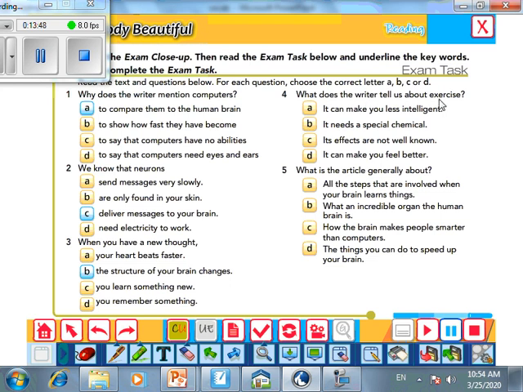What does the writer tell us about exercise, about practicing, riding a bicycle? It can make you less intelligent. It needs a special chemical. Its effects are not well known. It can make you feel better. So at the beginning, you find it's impossible to ride a bicycle, but after practicing, it becomes easy.